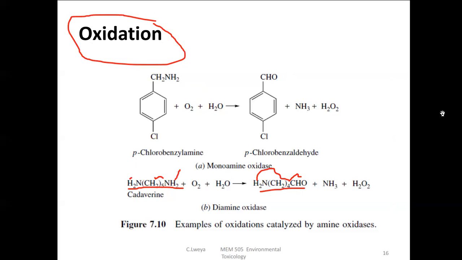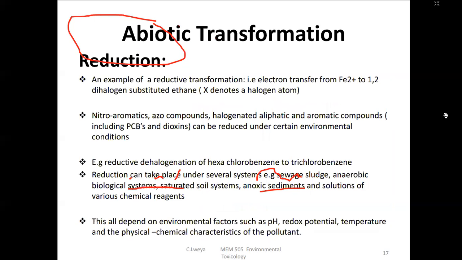And then the opposite of oxidation is what we call reduction. So if you are saying oxidation is the losing of electrons, this one has to be the gaining of electrons. For an example of a reductive transformation, electron transfer from ferrous 2+ to 1,2 dihalogen substituted ethane.